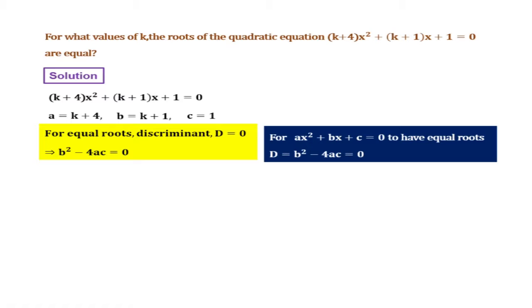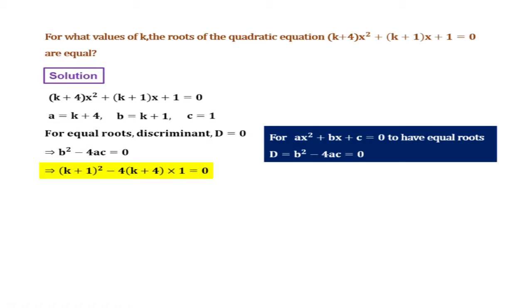So b is k plus 1, so it will be (k plus 1) square minus 4 into a is k plus 4 into c is 1. So if you open the square, (k plus 1) whole square क्या होगा, it will be k square plus 2k plus 1 minus 4 into (k plus 4). And if you solve this तो discriminant यहाँ पे कितना आएगा आपका, it will be k square minus 2k minus 15.